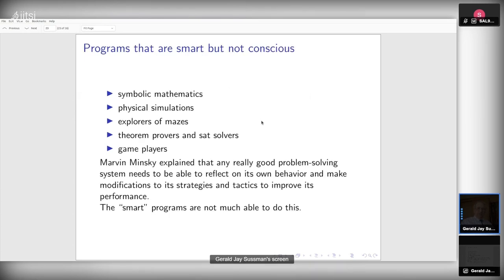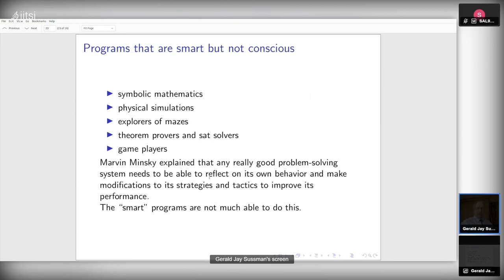On the other hand, we have programs that are pretty smart but not very conscious. Symbolic mathematics programs are pretty smart. They can do things that we consider extremely hairy, like, for example, symbolic integration of algebraic expressions or solving differential equations. We have physics simulations. I've written lots of them in my life, as well as lots of symbolic mathematics stuff. We have things that can explore mazes, many kinds of mazes, like, for example, game trees. We have theorem provers and SAT solvers.